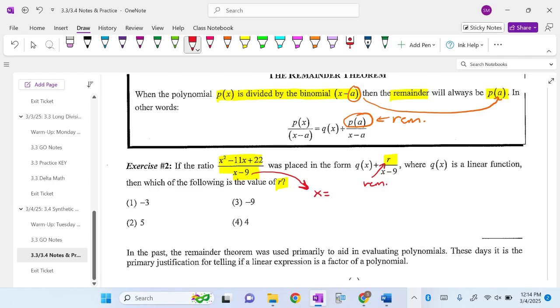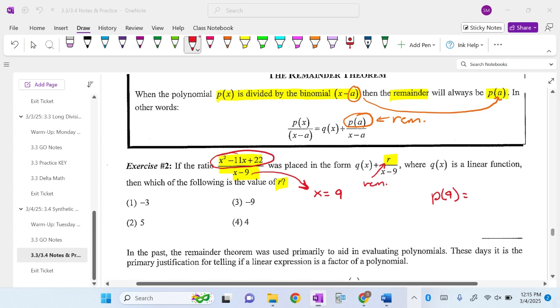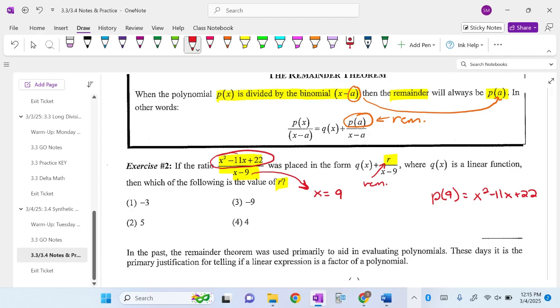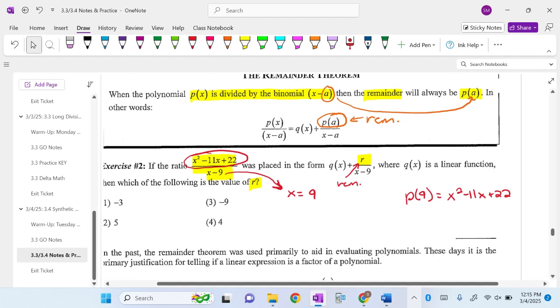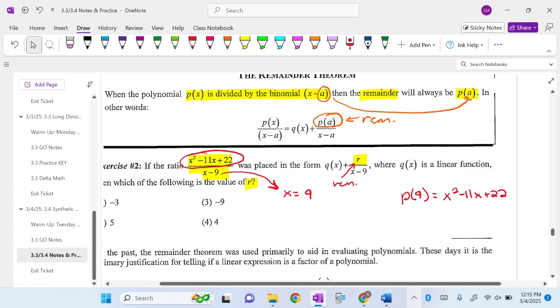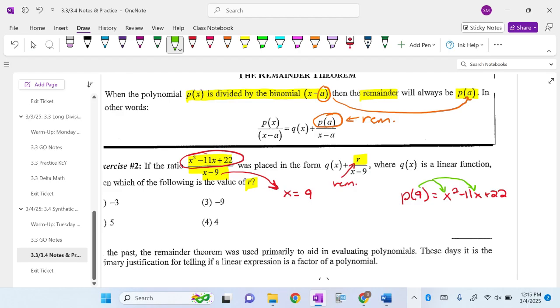So if I set that equal to 0 and solve, what would I get? 9. So what I'm going to do now is this is what I'm originally starting with. I'm going to find p of 9 for x squared minus 11x plus 22. So essentially, I'm plugging in 9 for x. So I'm taking this 9 and plugging it in for every spot that I see x and evaluating it. And that should give me my remainder.